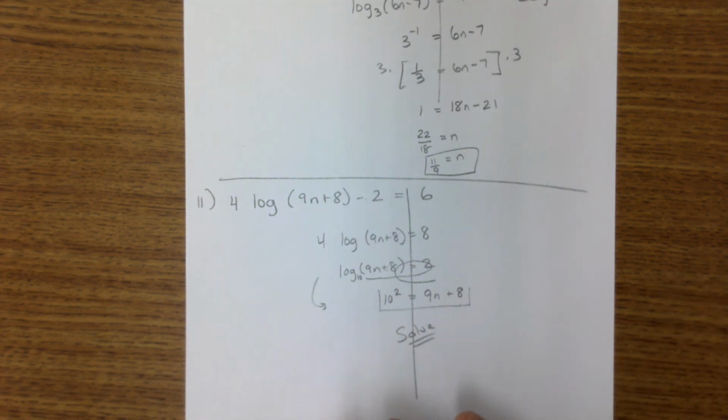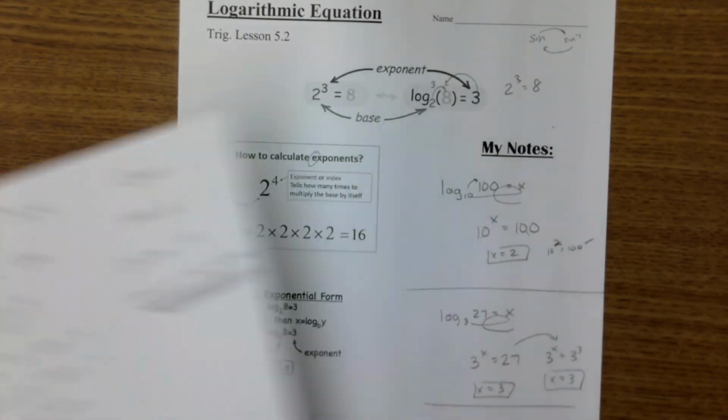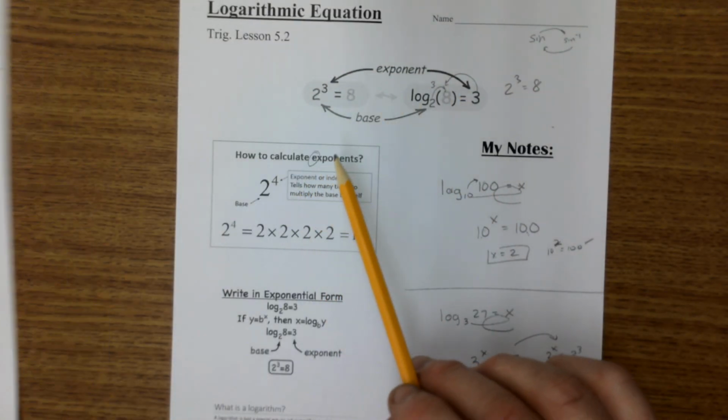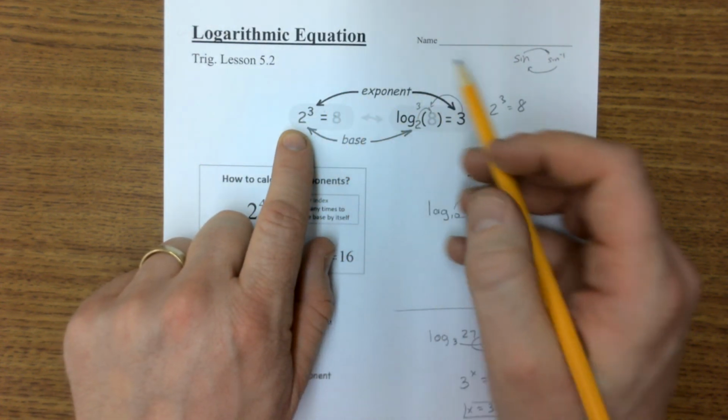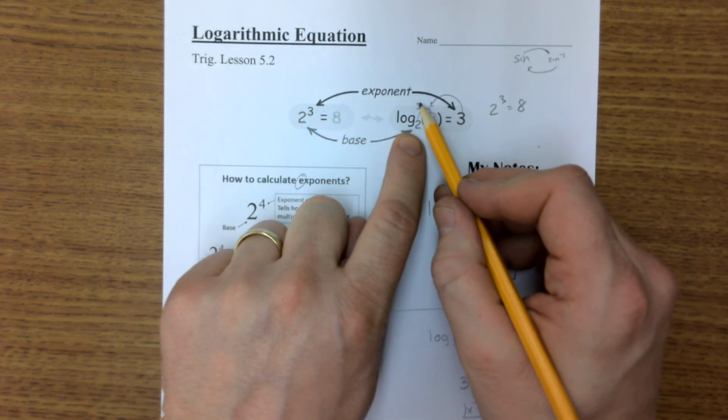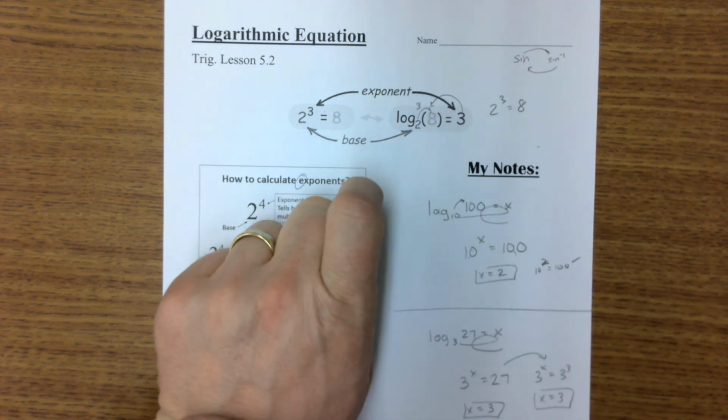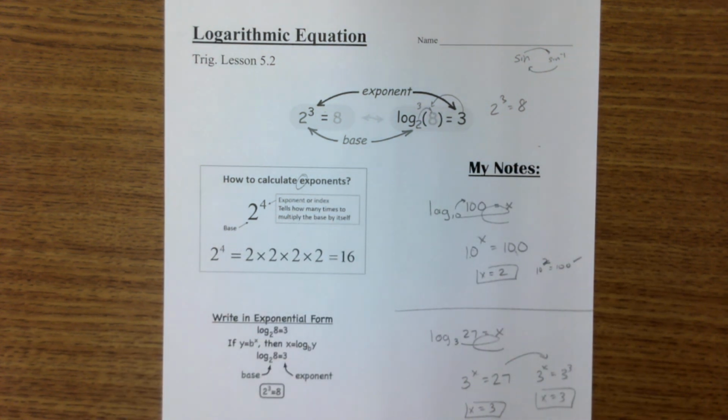All right, I hope this helps. We are working with logs and exponents. They're both related. This problem asks, what is 2 to the 3rd power? This one asks, what exponent do I need to go from 2 up to 8? All right, I hope this helps with your homework.